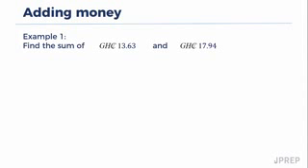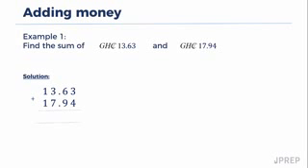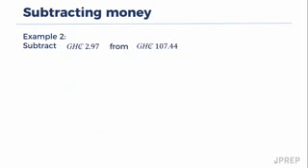Adding money is very simple. We just align the monies involved in a vertical manner and then add them directly. For example, in this question, we are adding 13.63 to 17.94, and this will give us 31.57, which we can write as 31.57 Ghana cedis to conform with the question's currency.